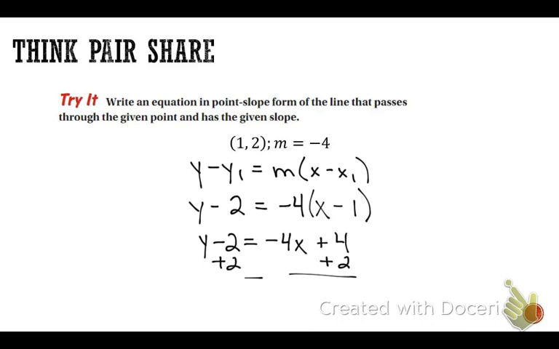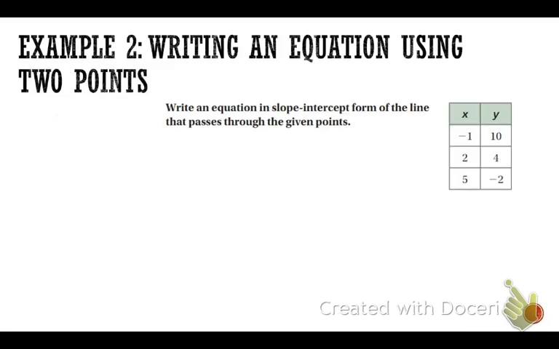Add 2. Okay? y equals negative 4x plus 6. All right, and a lot of you got that right, so that's great. That's a good job. Any questions, or if you messed up, do you see where you went wrong? Okay. All right, very good.